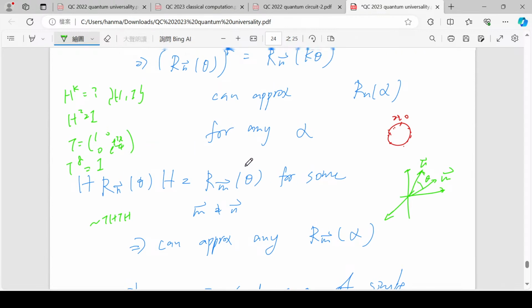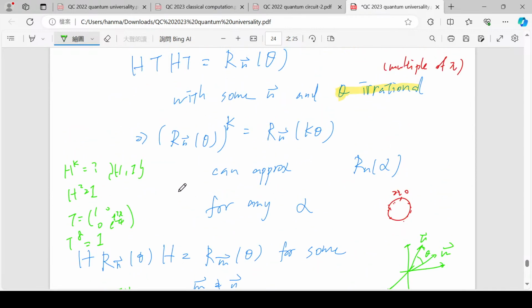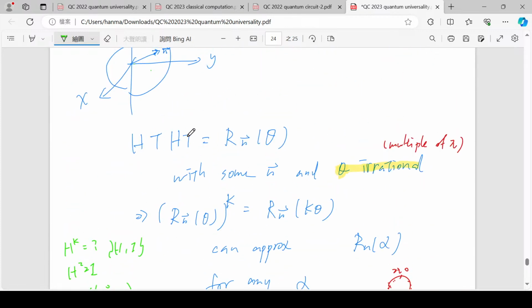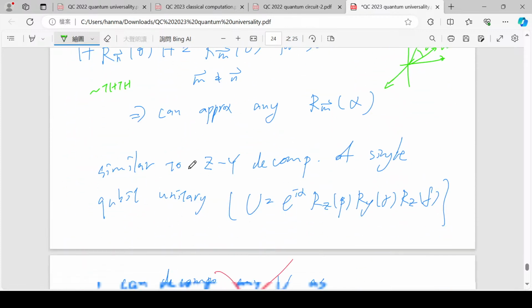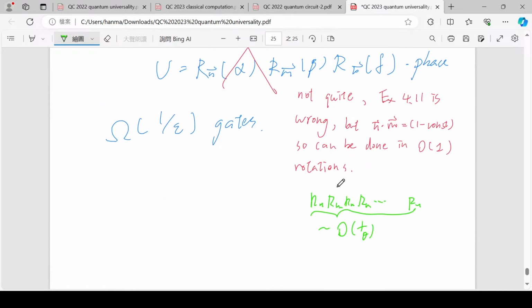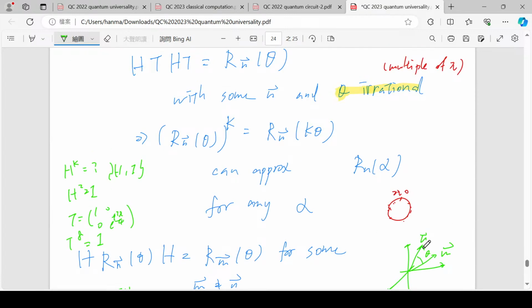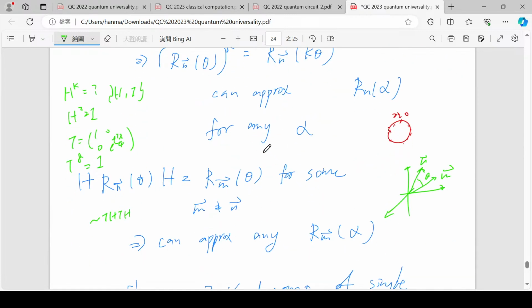But this theta is some fixed thing. It doesn't depend on the number of qubits. Theta is just a fixed number that you can calculate from H and T. It's some constant number, so the angle between them is a constant, and you do a constant number of those rotations, and you can approximate any single qubit unitary.